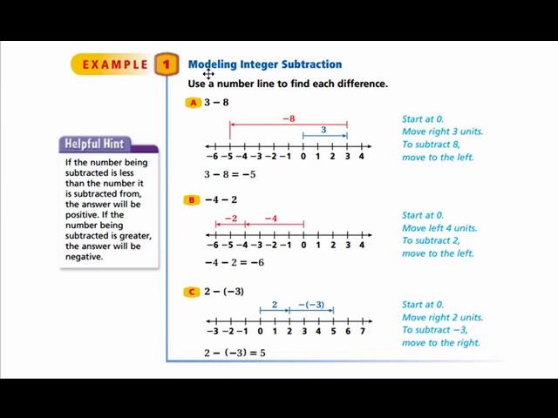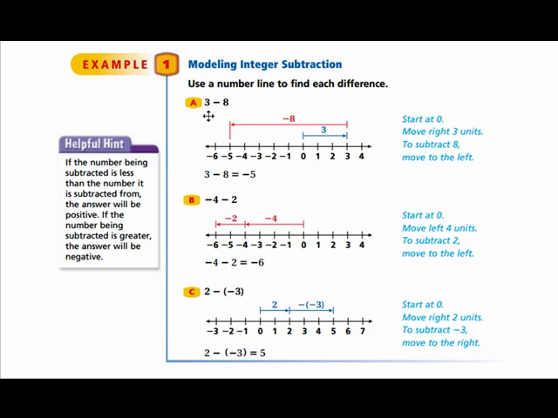Example number 1, we're going to model integer subtraction using a number line. All right, we have 3 minus 8. We know that we start at 0. First, we move 3 units in the positive direction. Then we stop, and we're going to move 8 units in the negative direction. We end up at -5.